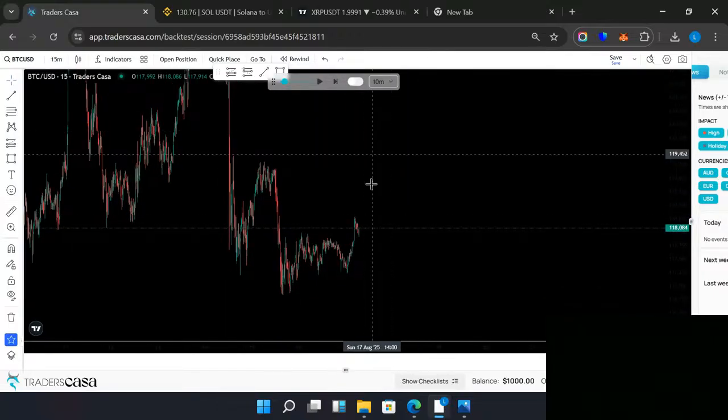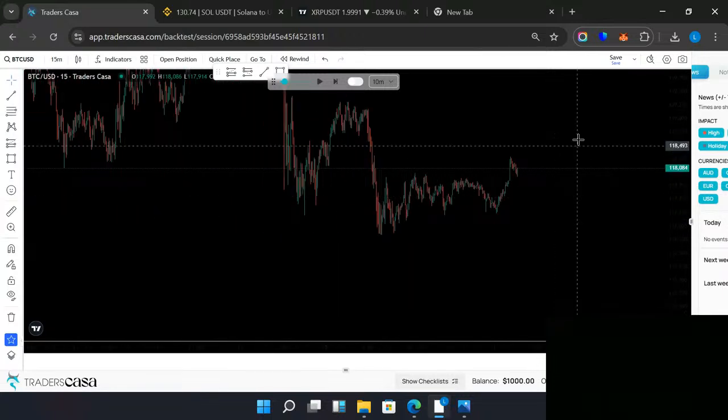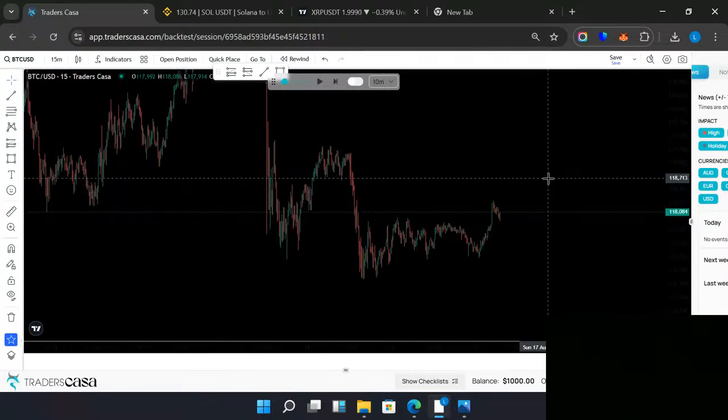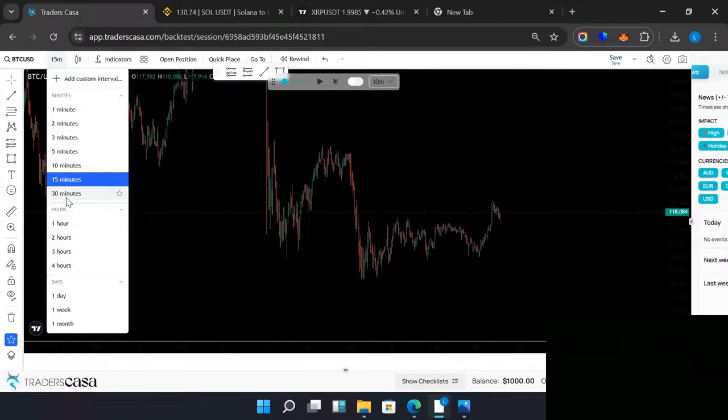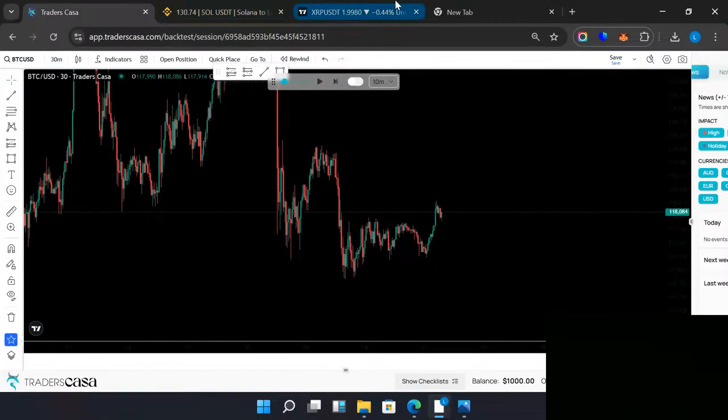But we are not looking onto that right now. I'm looking onto small movements. So I'll show you on the 30 minutes. It works on every single time frame. I'll show you the strategy.